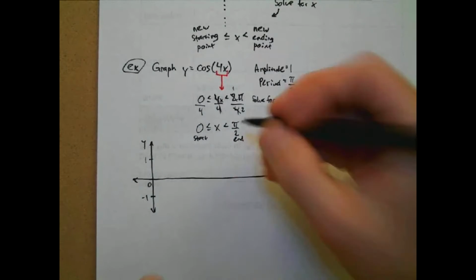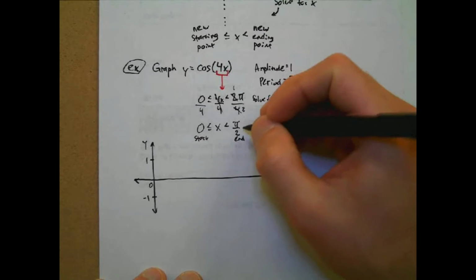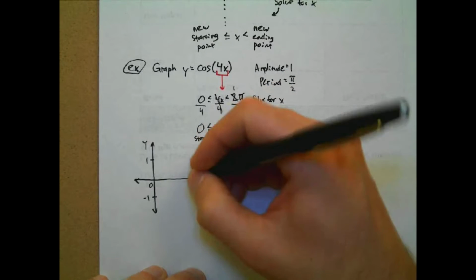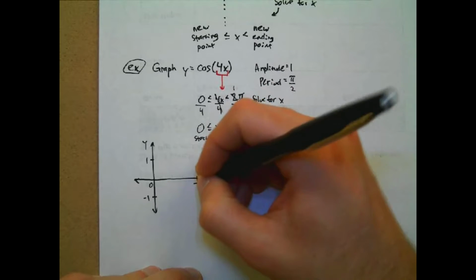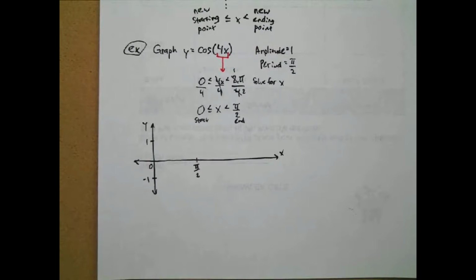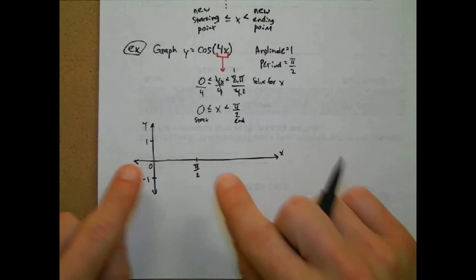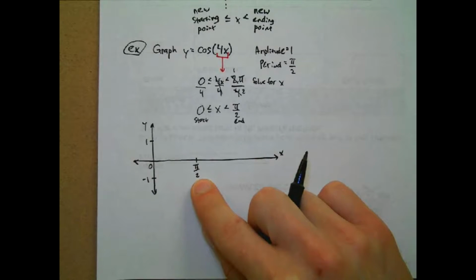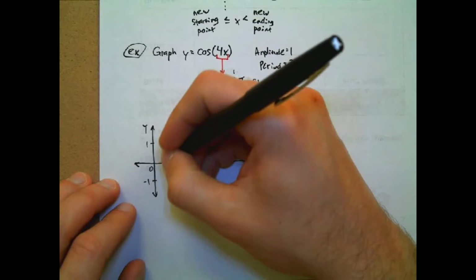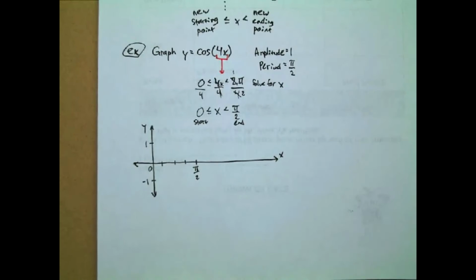My ending point's not going to be at 2 pi, right? The normal ending point's at 2 pi, but we had to adjust things here. Now I'm going to end at pi over 2. So I'm just going to say, there's pi over 2. So we have the starting point and the stopping point. But what other important points do we want to find? We want to find the halfway point, right, and the quarter points as well. So we got to calculate those.